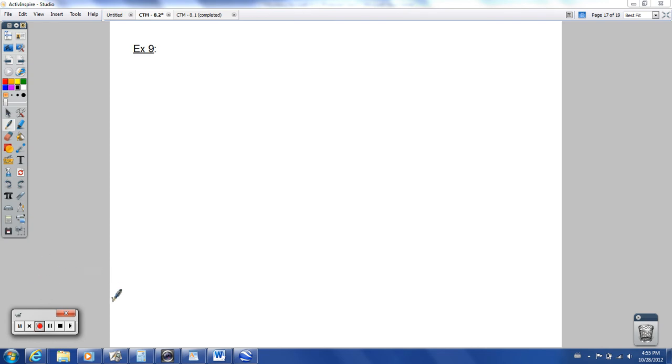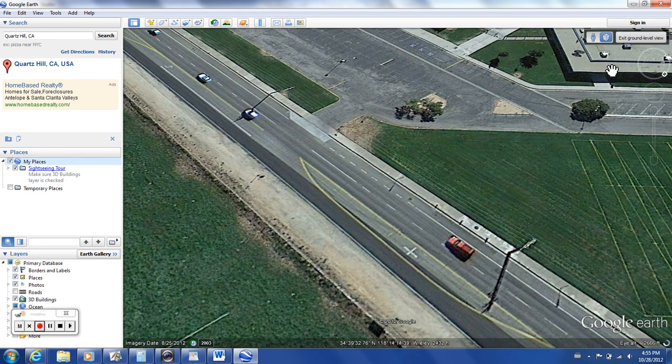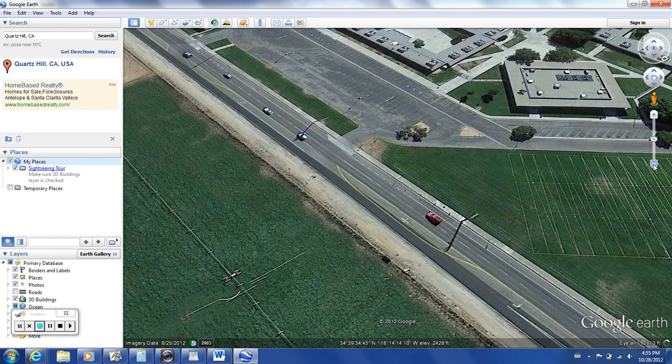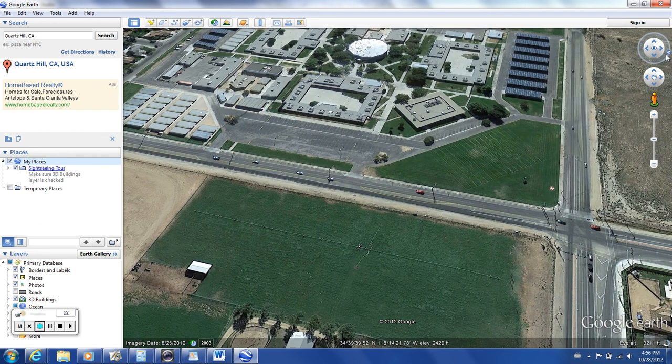I want to bring up something you might recognize, especially if you're in my class right here. Okay. Hey man, I might know that guy. I don't know. Where are we? We are at Quartz Hill High School. Alright, so very good. So we're going to exit Street View. This is Google Maps. If you've never used Google Maps or kind of played around with it, it is a pretty awesome program. You should check it out sometime.